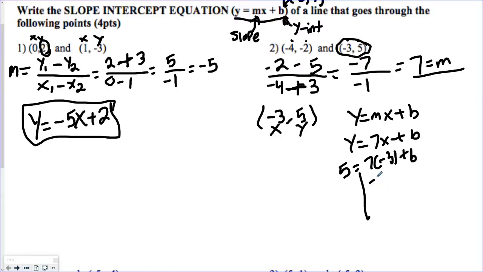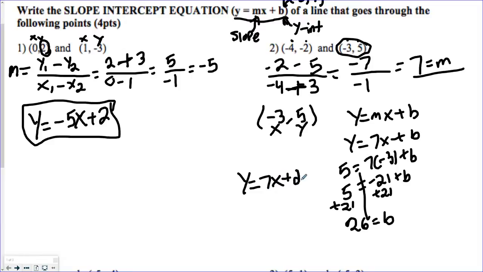So this becomes negative 21 plus b equals 5. You're going to add 21 to both sides to get rid of it, and you get 26 is equal to b. So my equation is y equals 7x plus 26.